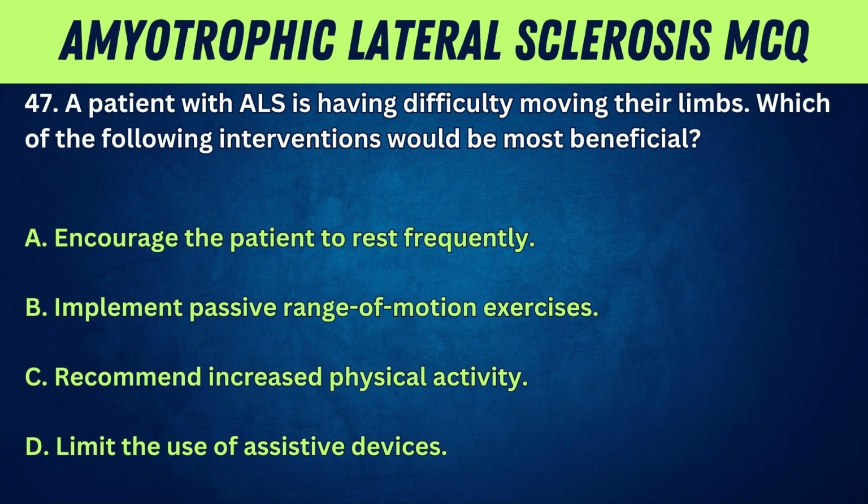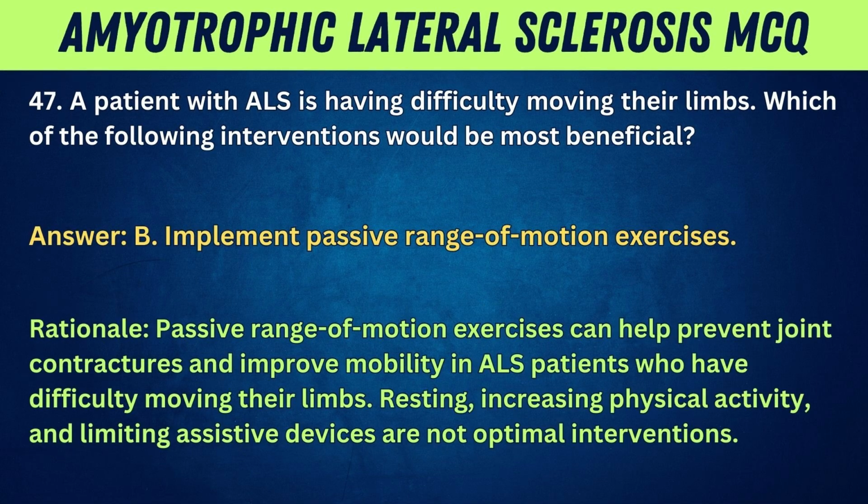47. A patient with ALS is having difficulty moving their limbs. Which of the following interventions would be most beneficial? A. Encourage the patient to rest frequently. B. Implement passive range of motion exercises. C. Recommend increased physical activity. D. Limit the use of assistive devices. Answer: B. Implement passive range of motion exercises. Rationale: passive range of motion exercises can help prevent joint contractures and improve mobility in ALS patients who have difficulty moving their limbs. Resting, increasing physical activity, and limiting assistive devices are not optimal interventions.